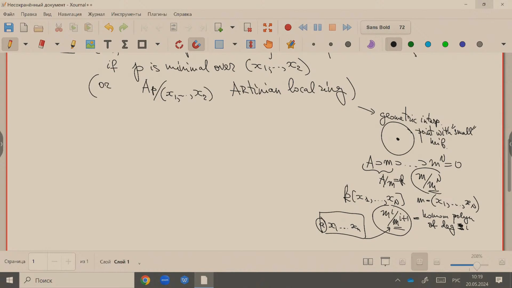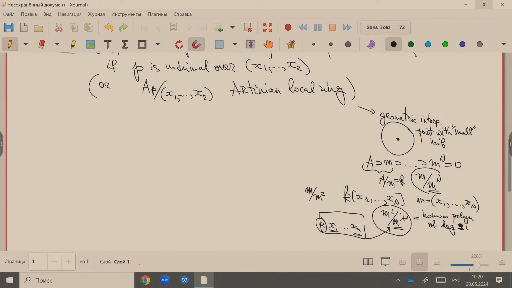So if you are thinking about m modulo m square here, in this case it is just the collection of x1, ..., xn, the vector space generated by these variables, and this is nothing but the cotangent vector space.